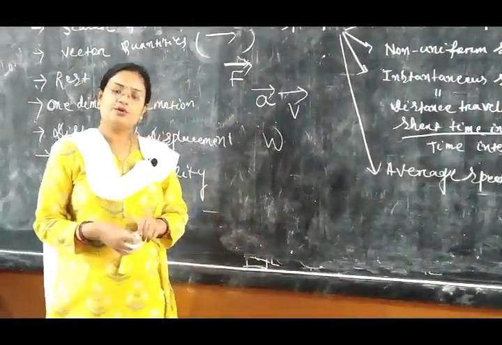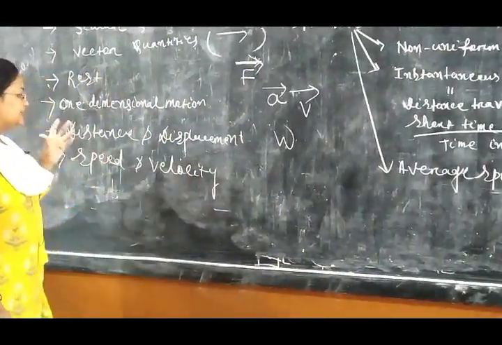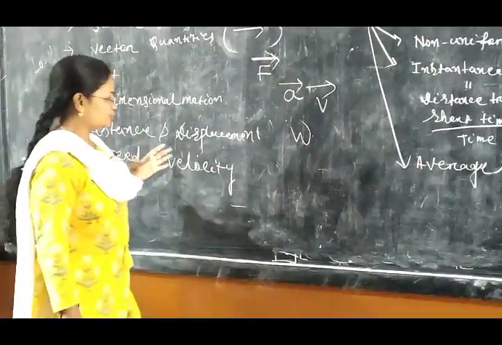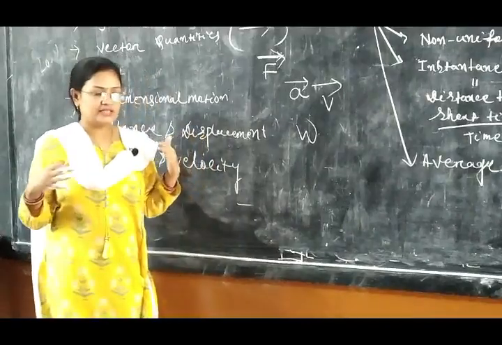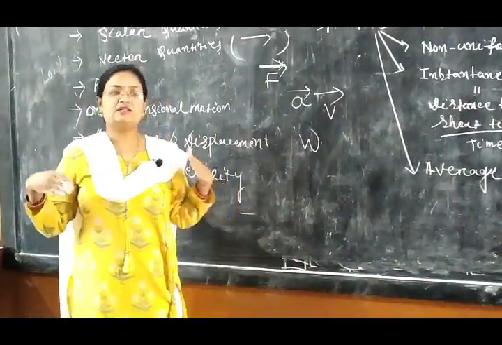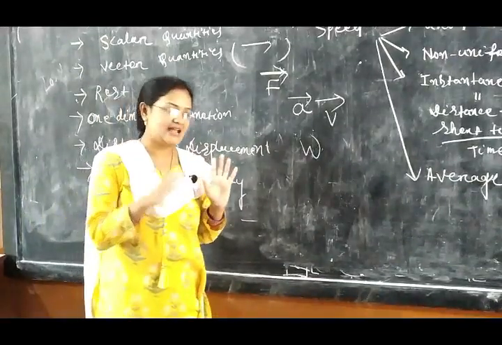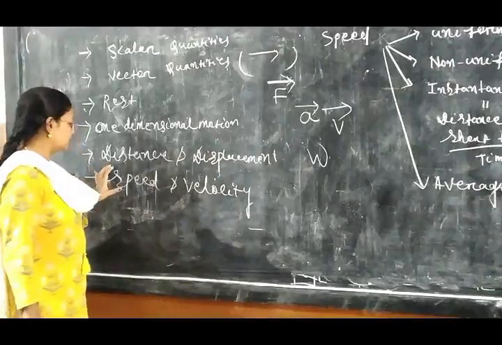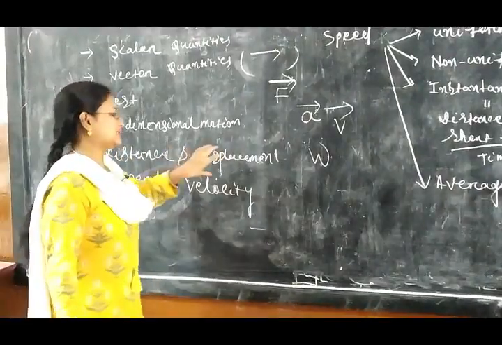That motion is your two-dimensional motion, but that we will see later. You are having only the one-dimensional motion. The body which is moving in a straight line in one direction is known as one-dimensional motion. Okay. After that, the first thing is your distance and displacement.